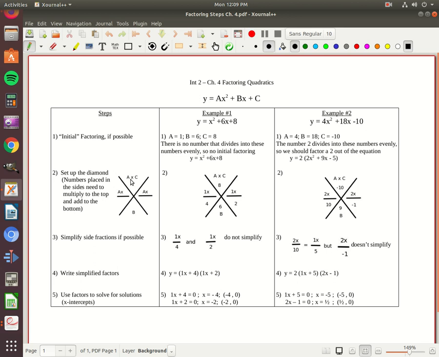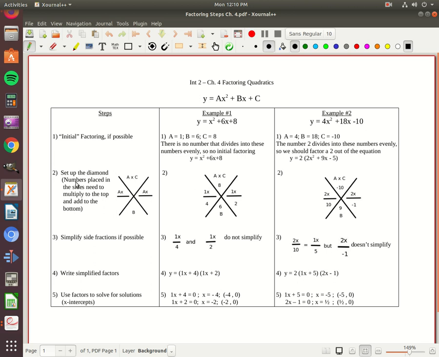So the first thing is the top is a times c, which is 1 times 8. So I'm going to put an 8 up there. The bottom is just whatever the b term is, and the b term is 6. So I fill the top and the bottom. Now I'm going to go over to the sides. I'm going to put whatever the a term is, x. Well, you can see there's 1x. So a is 1, so I'm just going to put 1x.